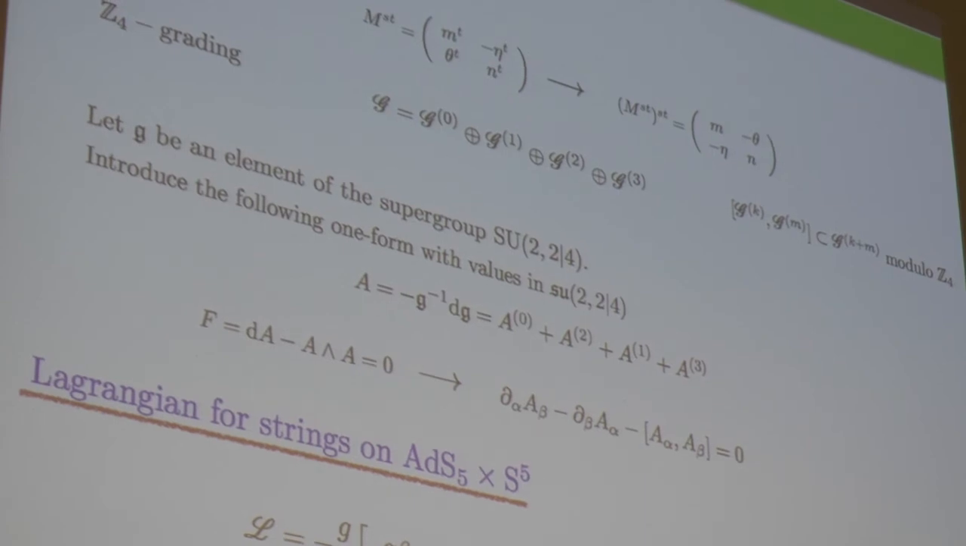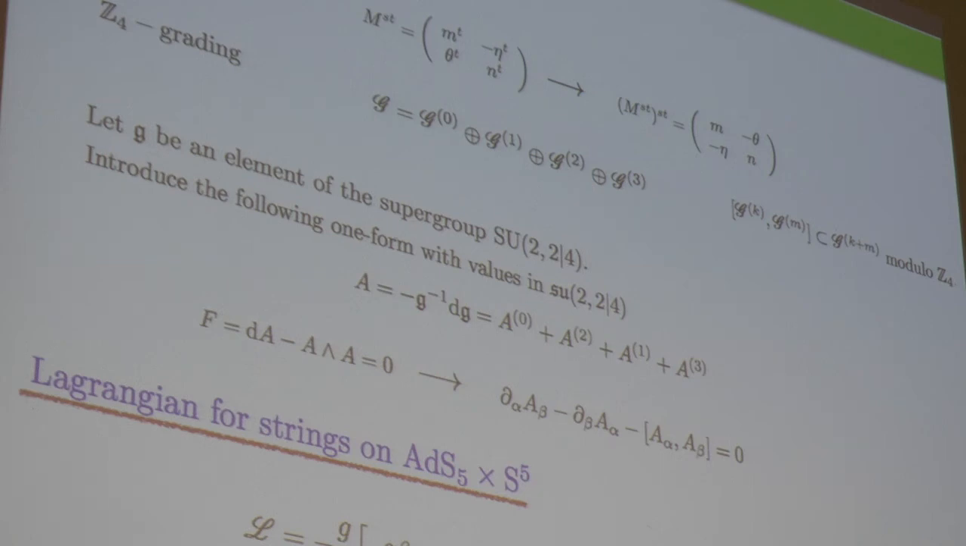Now imagine that we have an element of the group SU(2,2|4). What can we do? We can define a current, g^{-1} dg. I call this current A. This current takes values, of course, in the Lie algebra SU(2,2|4). Therefore, we can decompose this element into the sum of graded components, A0, A1, A2, plus A3. Components A0 and A2 are bosonic, and A1 and A3 are fermionic. So they are even and odd: 0 and 2 are even, and 1 and 3 are odd.